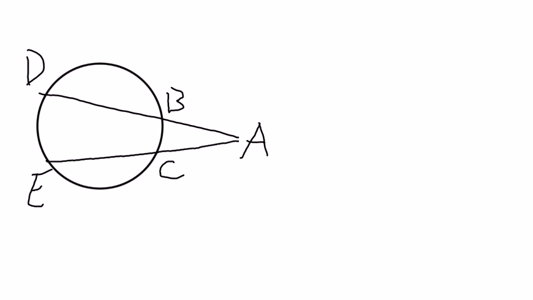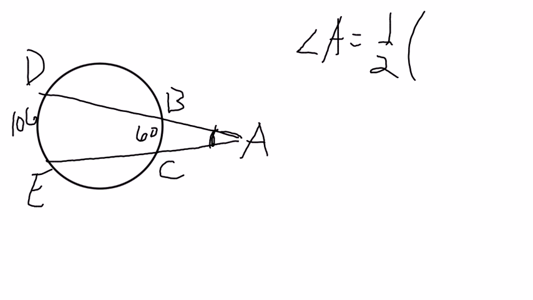And we know that this arc is 60 right there, and this arc is 106, so we want the measure of this angle. And remember from our theorems that we gave, angle A is going to equal half of the difference between the two arcs because they intersect outside the circle. So it's going to be 106 minus 60.